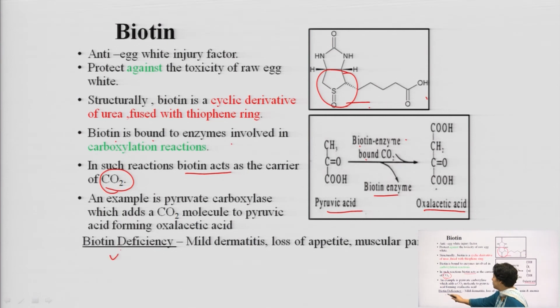The deficiency of biotin causes mild dermatitis, loss of appetite, muscular pain and anemia. The deficiency will cause anemia, muscular pain, loss of appetite, भूख नहीं लगेगी and mild dermatitis, skin की problem.